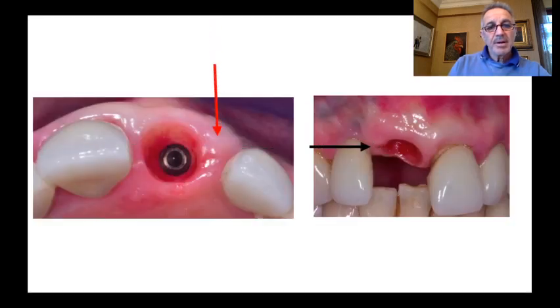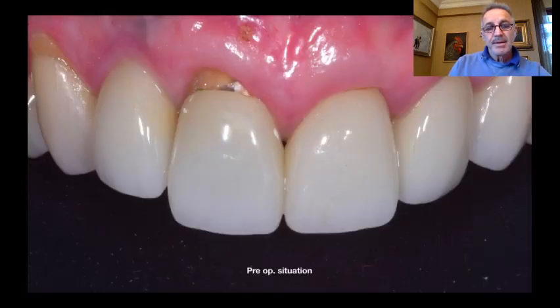If you look at the occlusal view, it looks pretty okay, but when we look at the buccal side, as you can see here, there are discrepancies between the mesial and distal part of the central incisor. So this is the pre-op situation.